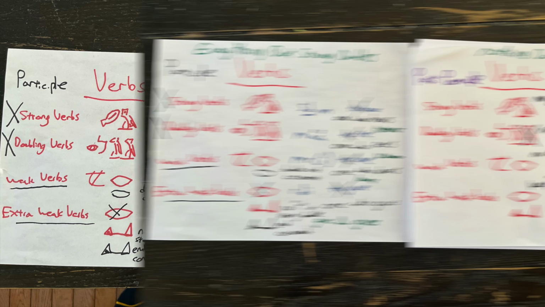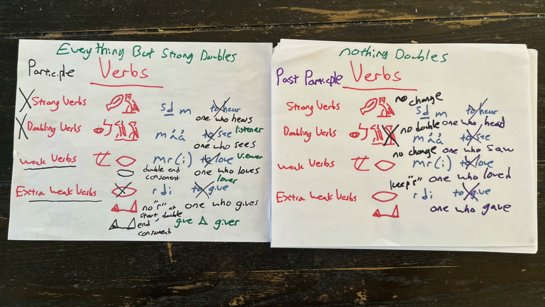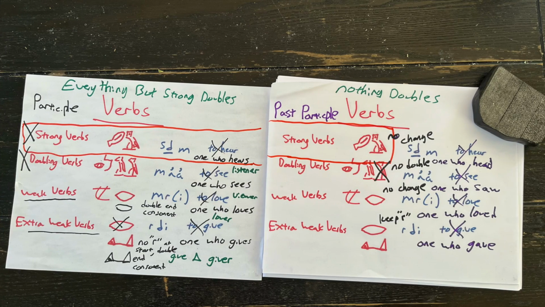Every verb in a participle doubles, except strong. Every verb in past participle doesn't double, except strong. So nothing doubles. That tends to be the way to know you're in a past participle. No doubling at all, there you are, past. Everything doubling, you're in the regular participle. Except, of course, as I said, for strong verbs.